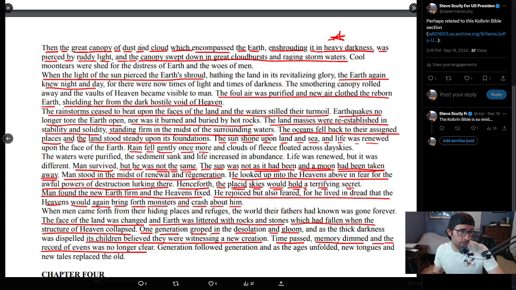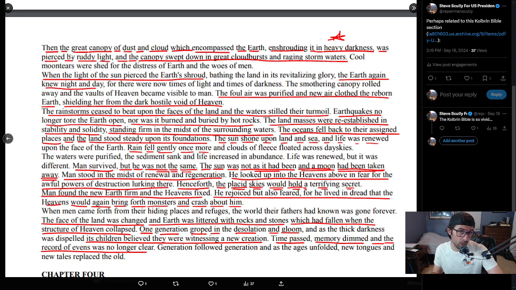Then the great canopy of dust and cloud, which encompassed the earth, enshrouding it in heavy darkness, was pierced by ruddy light, and the canopy swept down in great cloudbursts and raging storm waters. When the light of the sun pierced the earth's shroud, the earth again knew night and day.